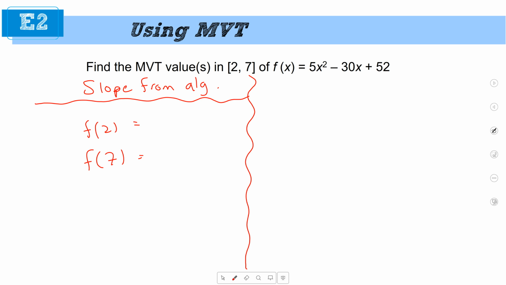87. Right, don't keep it to yourself. What's 87? 12 and 87. 12 is f of 2? Yep. 87 is for f of 7? Yes. Are you sure? Yes.